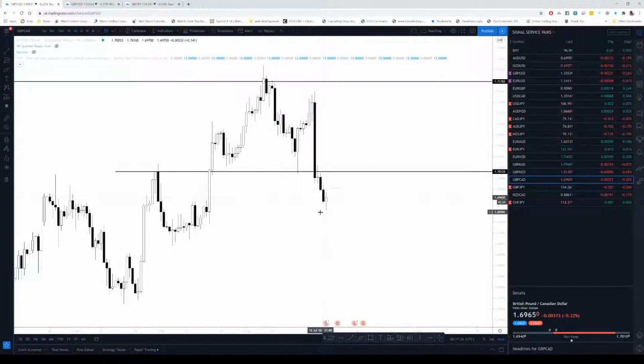Okay, I want to see some form of a rejection. It could be this candle here. So if it's this one, I want to see price go up, trade above it, retest, and I'll be buying to come up here.